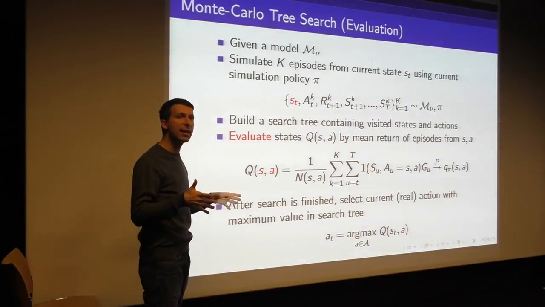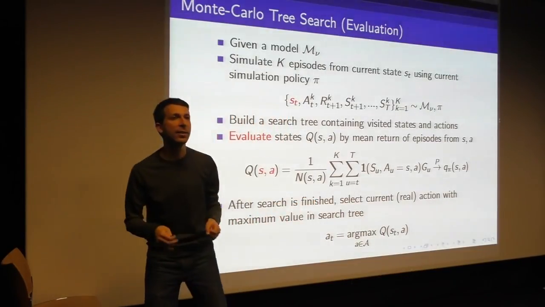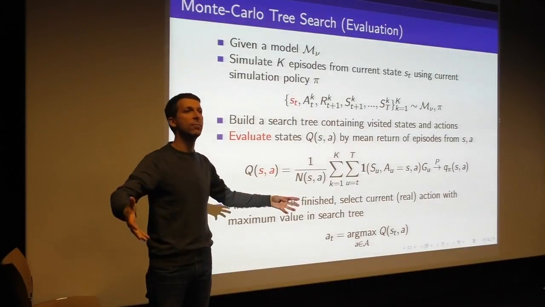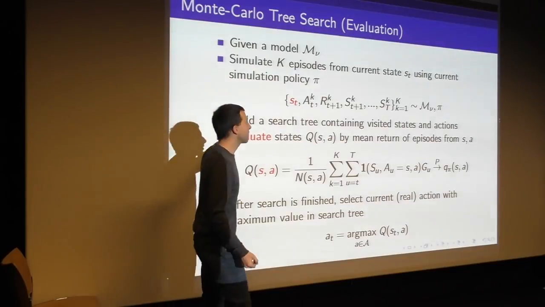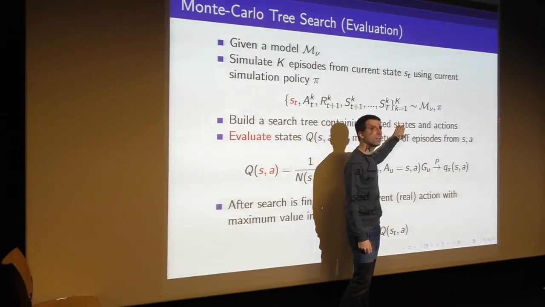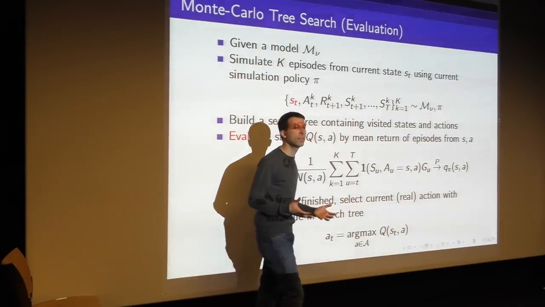And what we're going to do is, instead of just evaluating the root actions of going left and going right, we're going to evaluate every state action pair that we visit. So we're going to start to build a search tree that contains all of the states that we visited so far and all of the actions that we've tried from those states so far. So we're going to build a search tree up.